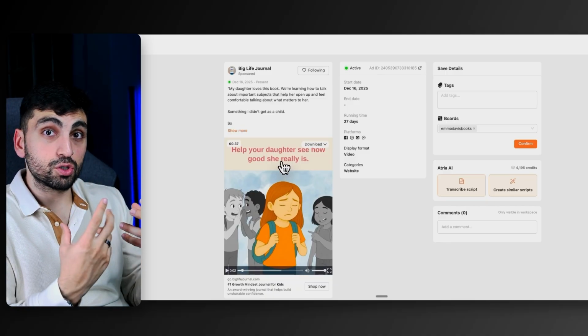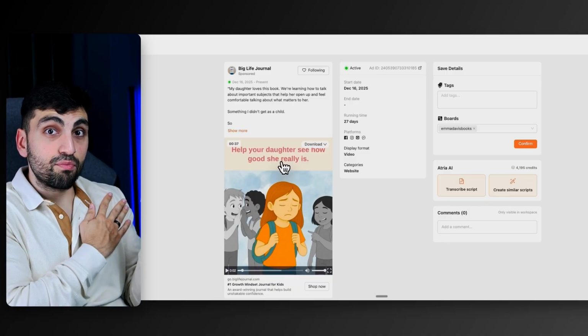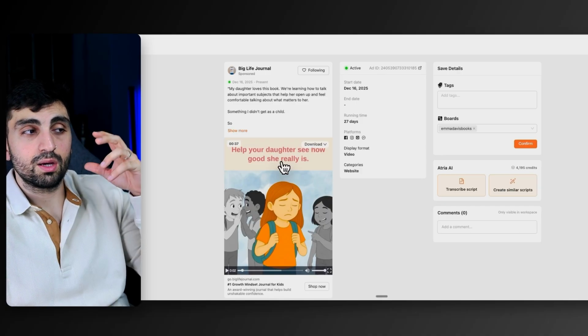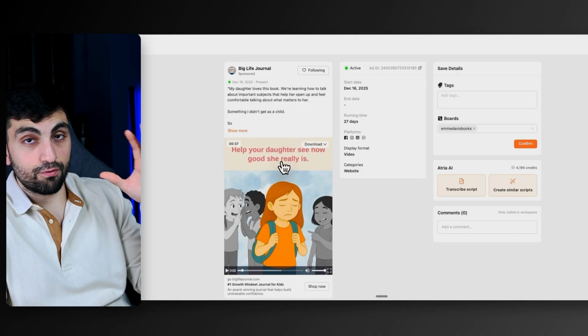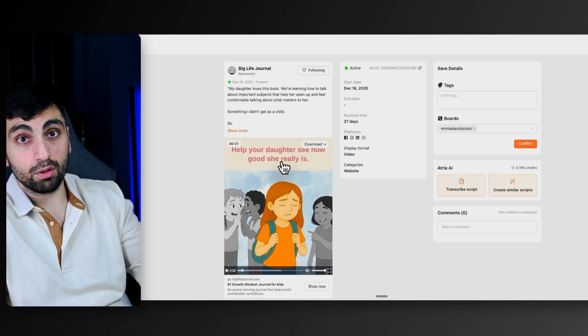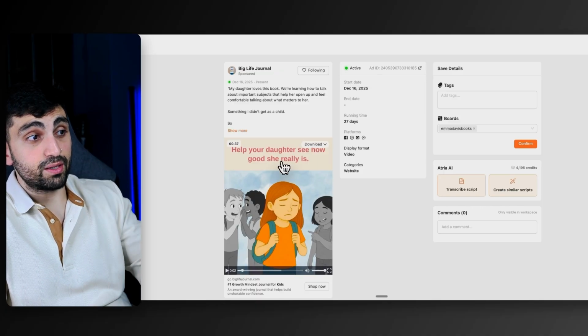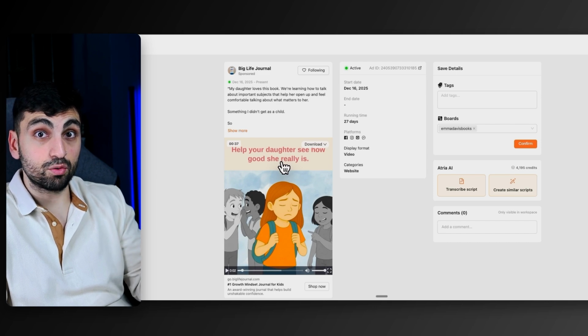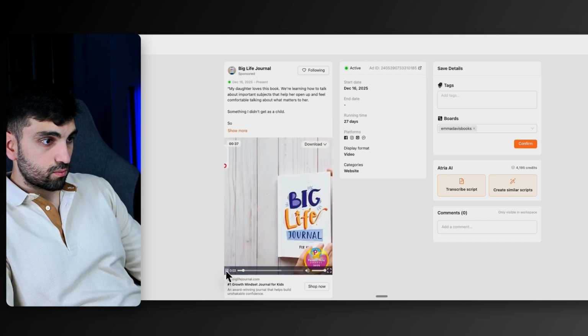If the person doesn't have a problem, then they don't care about the solution that you are going to present. So in the first 3 seconds, they address the problem and they target the right audience. This is going to be an Andromeda-proof ad that's going to be very good at targeting the right audience.